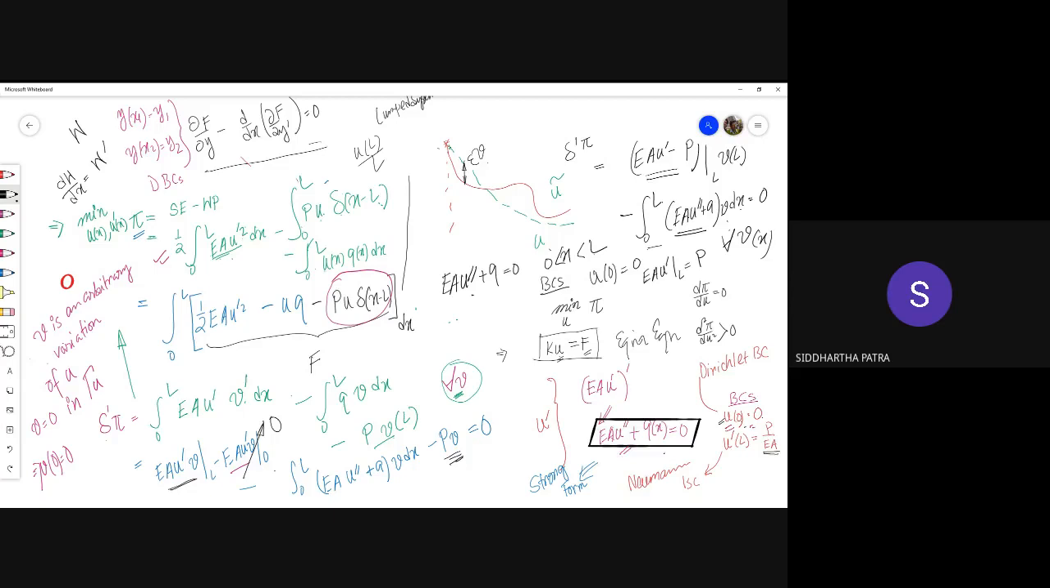So what we have learned today is that we can use the Euler Lagrange equation to get the equilibrium equation in a differential form for a continuum, from the potential energy, which is basically strain energy minus the work potential. So we can minimize that functional and we will get the governing differential equation of the system.